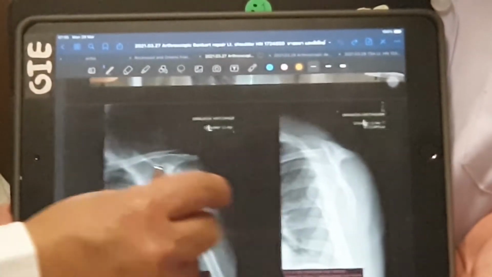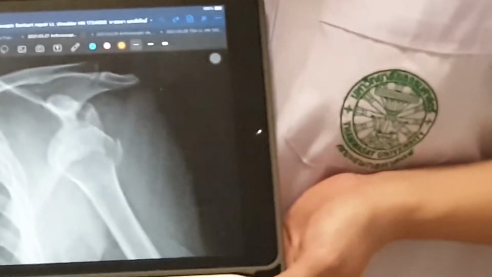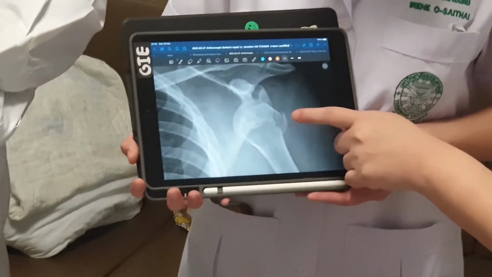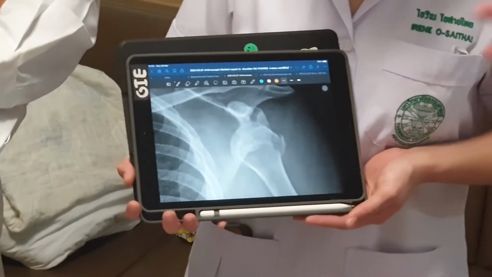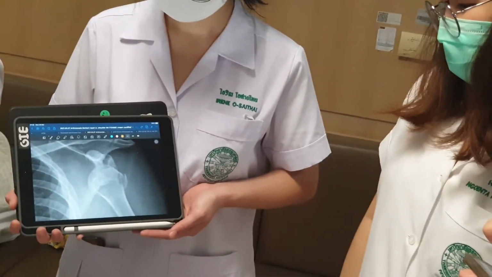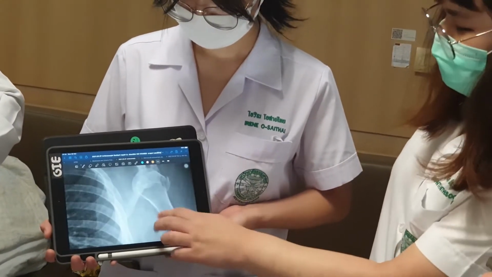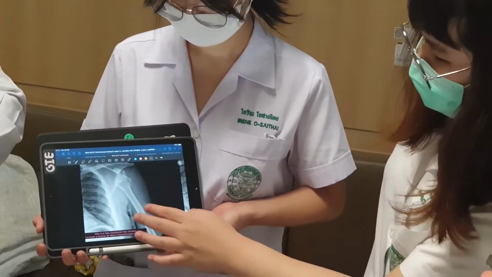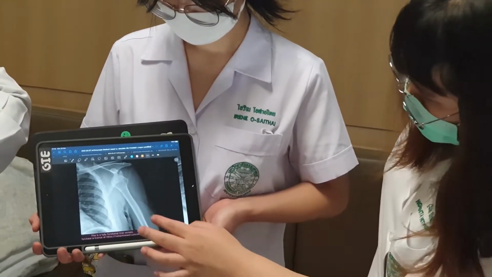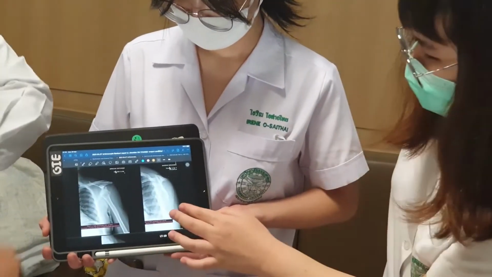What else? There's a humeral head fracture here. What do you call that? It's the greater tuberosity fracture of the humeral head. That's all I see.